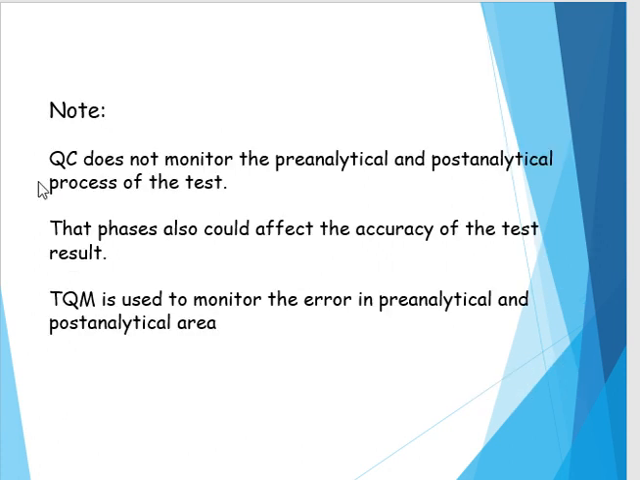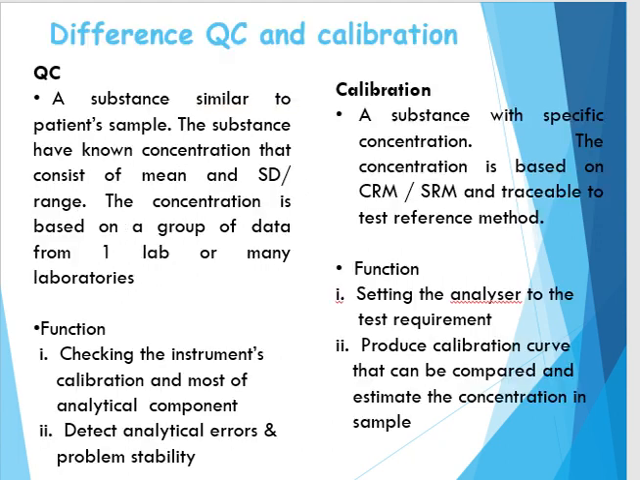Note, QC does not monitor the pre-analytical and post-analytical processes of the test. Those phases could also affect the accuracy of the test result. Therefore, total quality management is used to monitor the errors in pre-analytical and post-analytical phases. So, an example of TQM is ISO 15189.